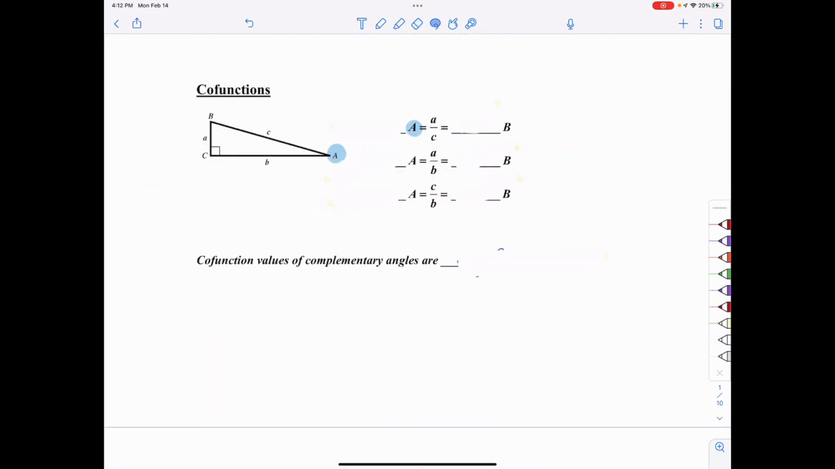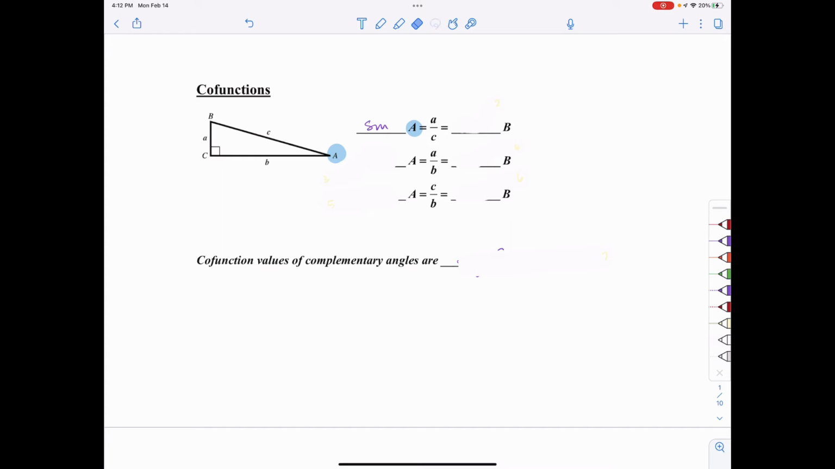All right, so for the second part of this video, we want to talk about cofunctions. When we're working with cofunctions, first of all, let's just work through a couple of these, and then I'll explain what they are. But it's always going to come in pairs of trigonometric functions. Let's look at the ratio A over C. If I'm focused on angle A, which I've highlighted, A over C is going to be my opposite over my hypotenuse. Well, we know that that's the sine of angle A.